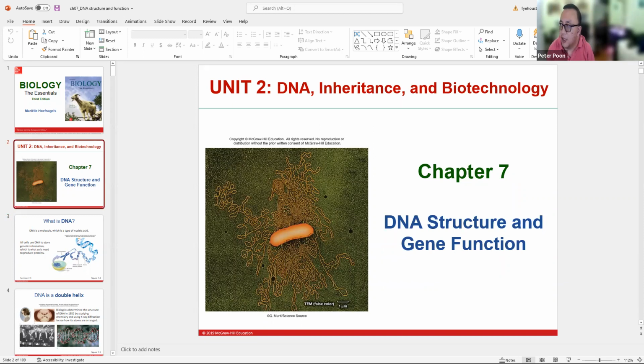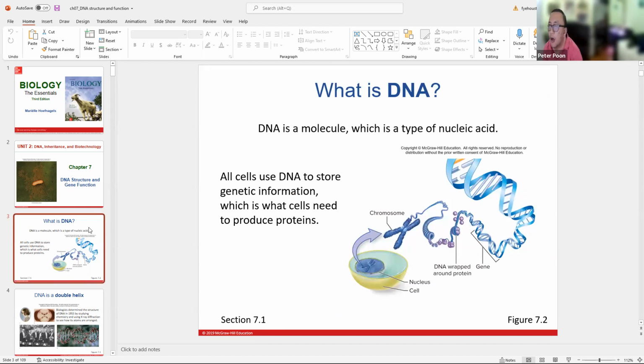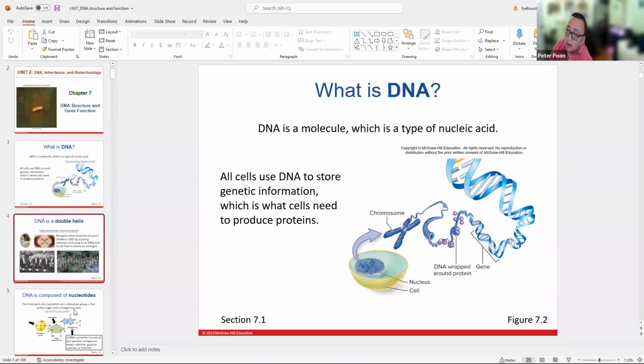DNA structure and function. All right, this is actually a cooler topic. Now that we've established the basics of cells, we can talk about more complicated and more interesting things. So DNA is a molecule. It's a type of nucleic acid. I'm sure you know the basics of DNA already. Most cells use DNA to store genetic information, which is what cells need to produce protein.